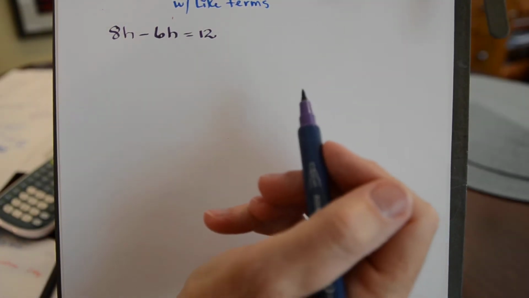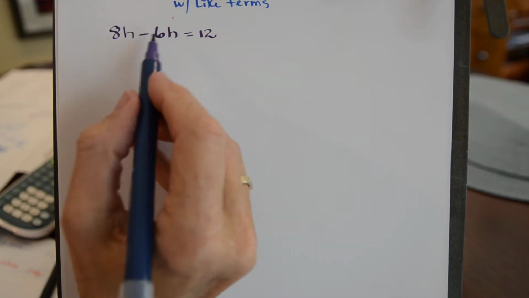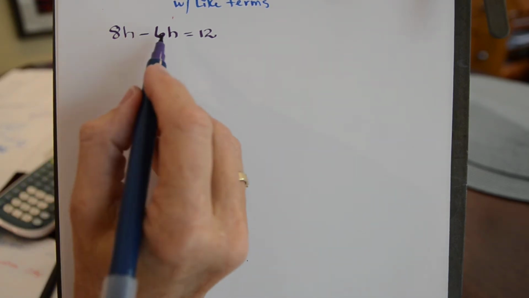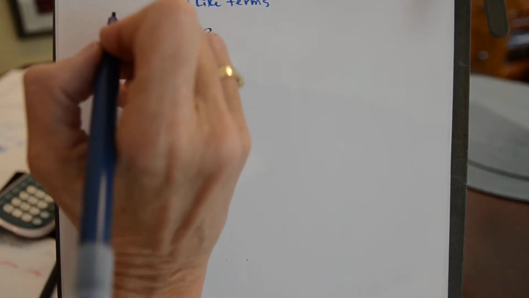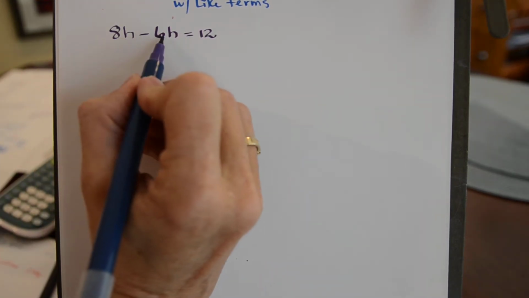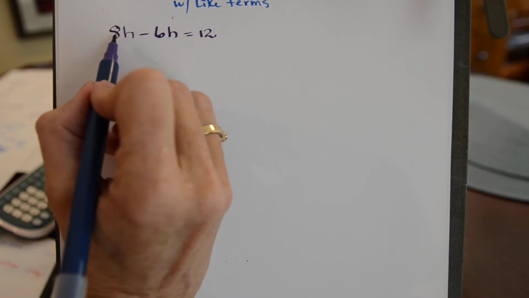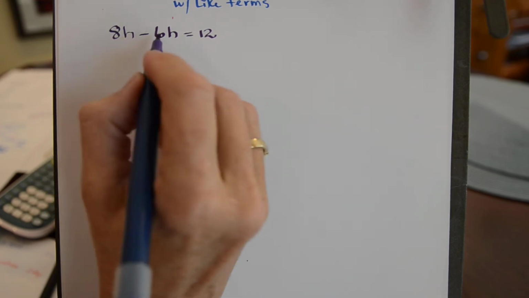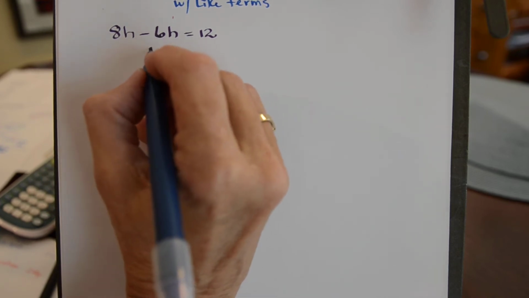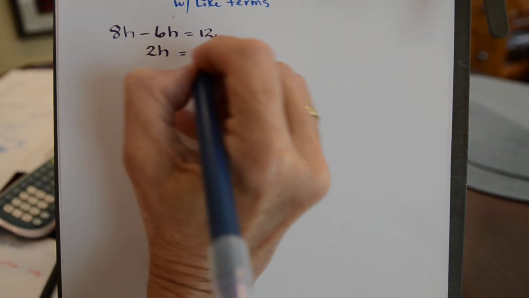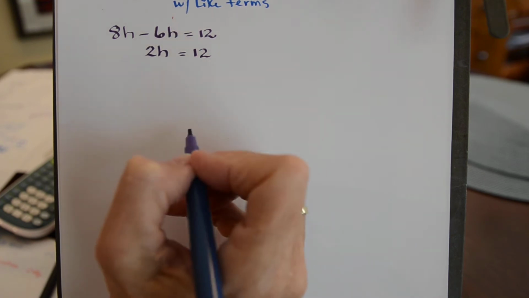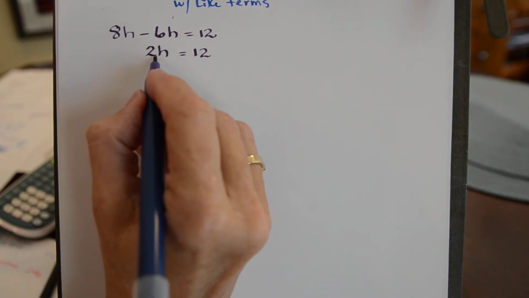When solving equations with like terms, you want to see if you have like terms that you can combine before you do anything else. Because these two are like terms, I can actually do 8h minus 6h, which generates 2h equals 12. At that point, I want to separate the 2 from the h.